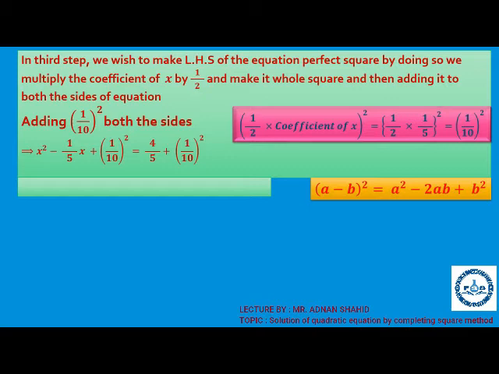So every time, 1 upon 2 multiplied by the coefficient of x is the hint for making the left hand side a perfect square. So 1 over 2 multiplied by 1 upon 5, whole square, you will get 1 over 10 whole square. So this should be added on both sides of the equation. So look here, x square minus 1 over 5x plus 1 upon 10 whole square is equal to 4 upon 5 plus 1 upon 10 whole square. This 1 upon 10 whole square is added to both sides of the equation.